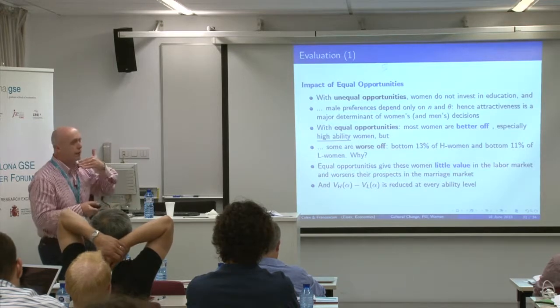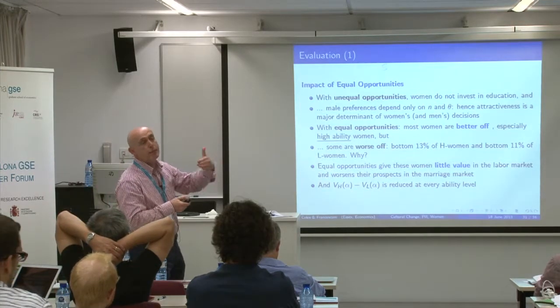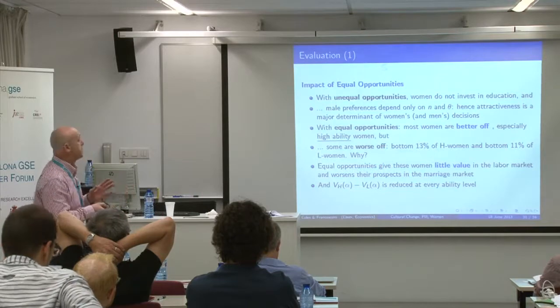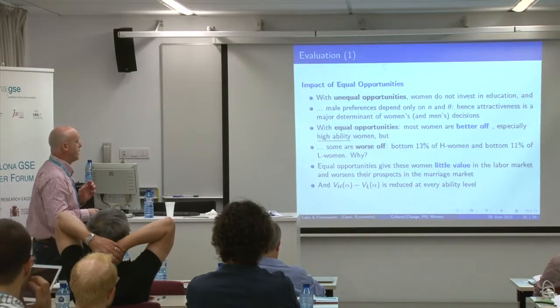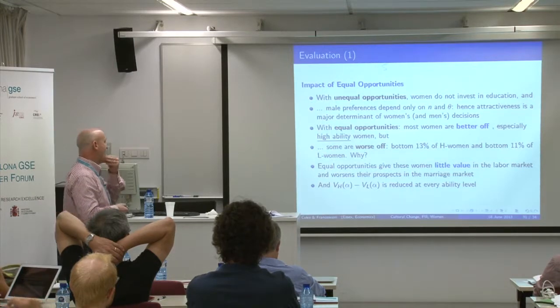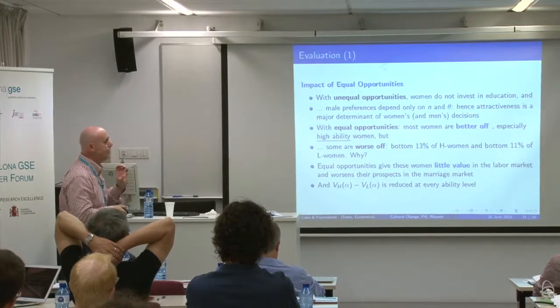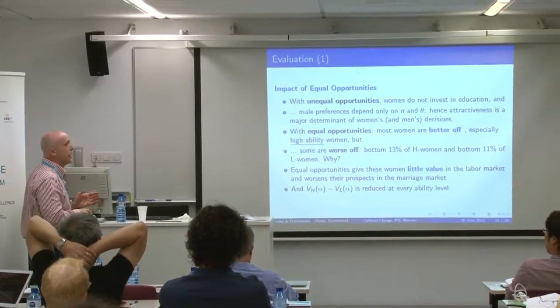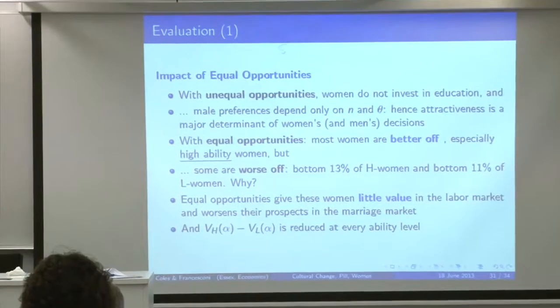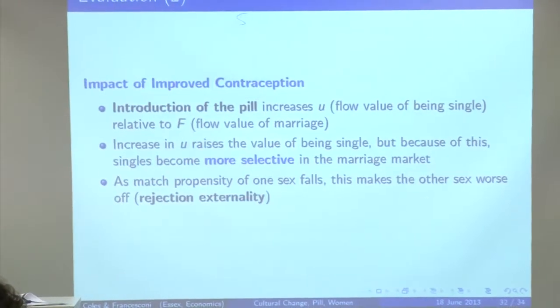Who are they? Those at the bottom of the ability distribution. And this pretty much happens for both better looking and less better looking women. Equal opportunity gives these women very little value in the labor market and doesn't improve, in fact it worsens, their prospects in the marriage market.